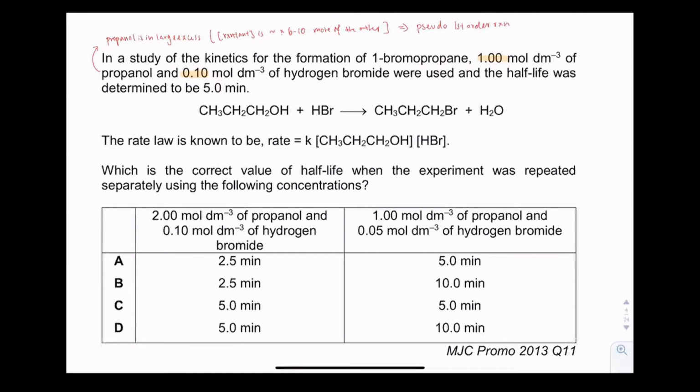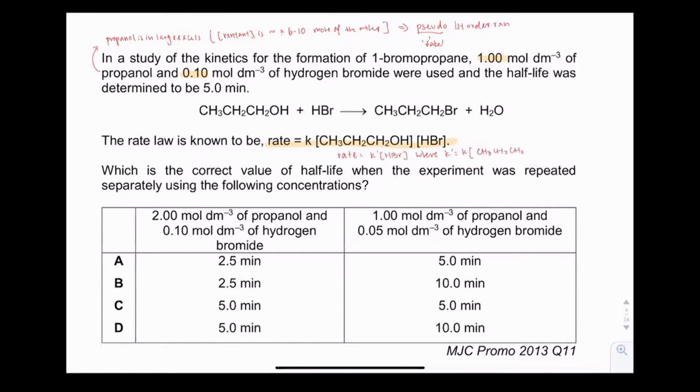What is a pseudo first order reaction? Pseudo, as you know, means fake. So this is a fake first order reaction. Why do we say so? Because when one of the reactants is in large excess, this rate equation over here isn't exactly right. When propanol is in huge excess, we can say that rate equals k prime times concentration of HBr, where k prime equals k, the rate constant, multiplied by the concentration of propanol.